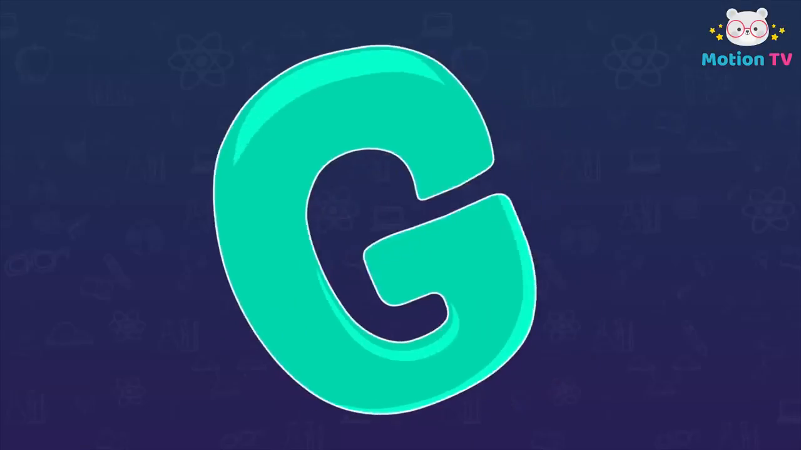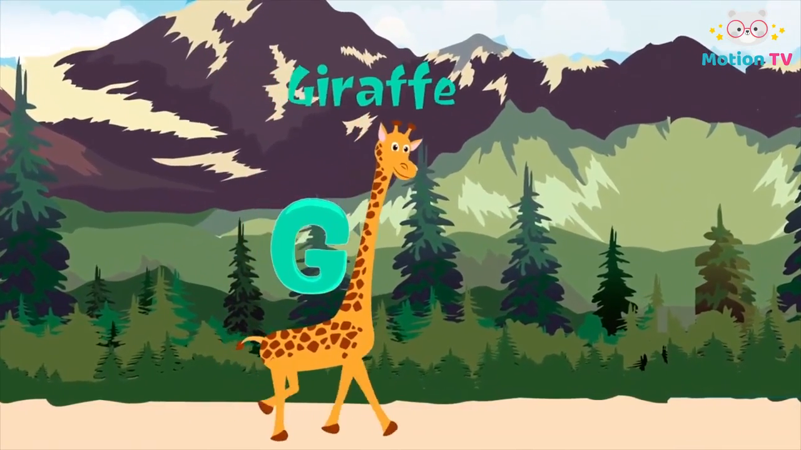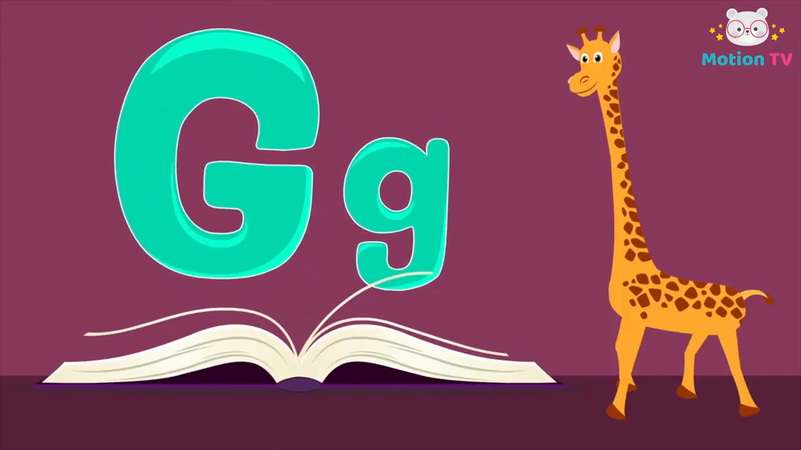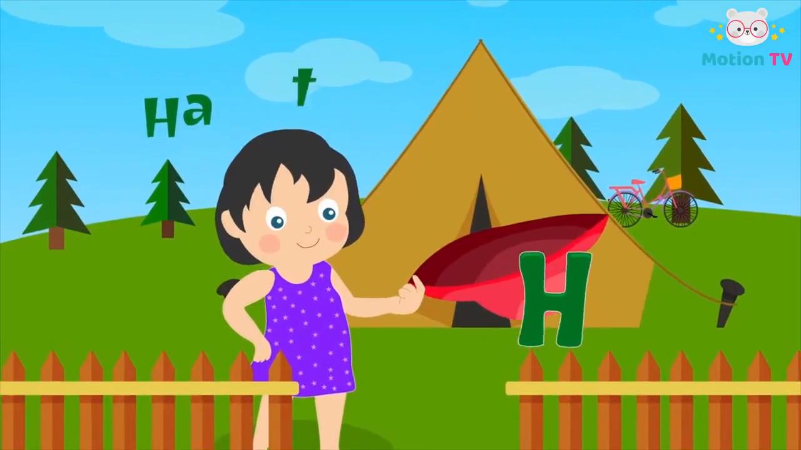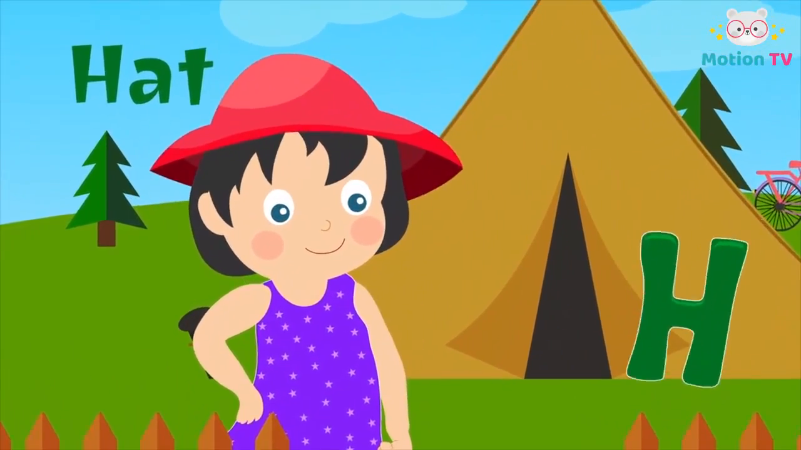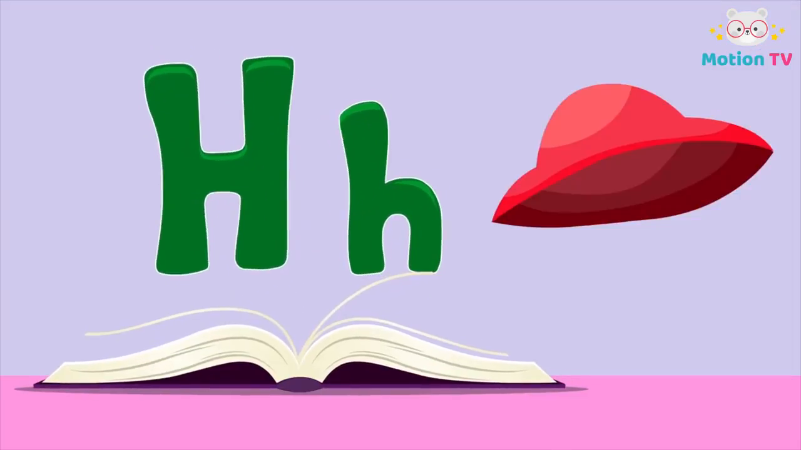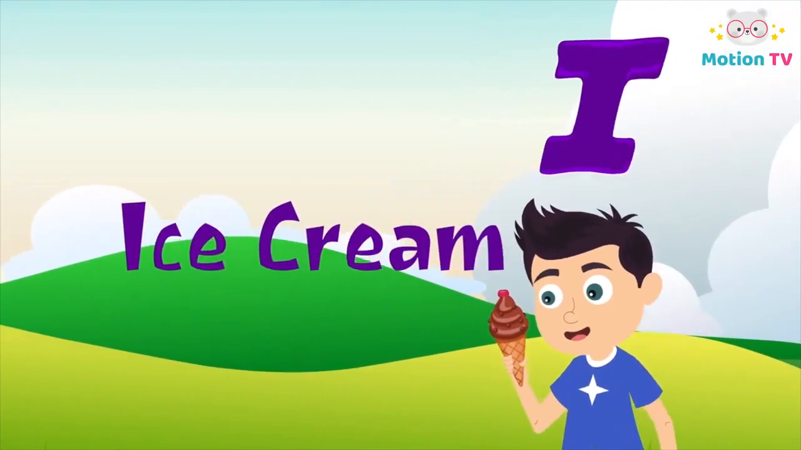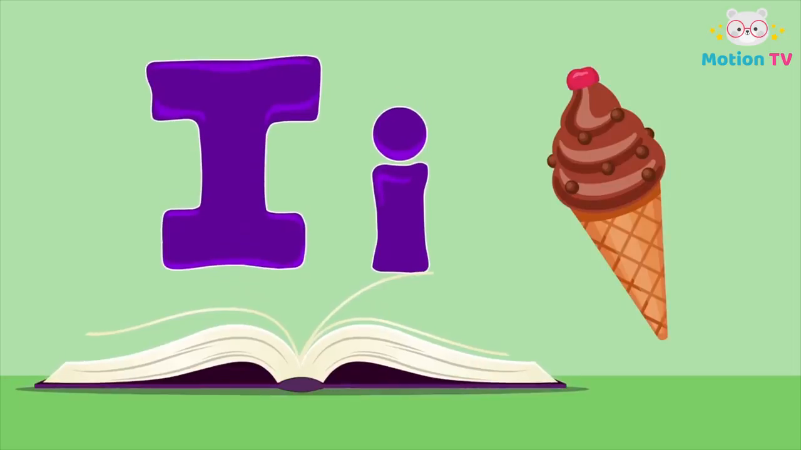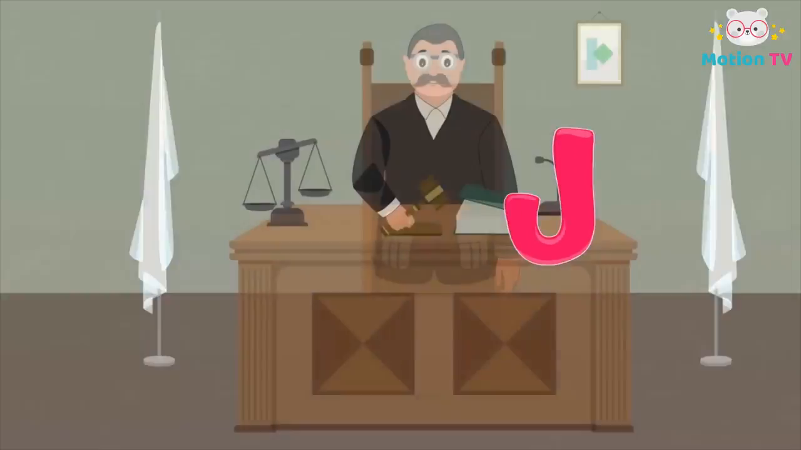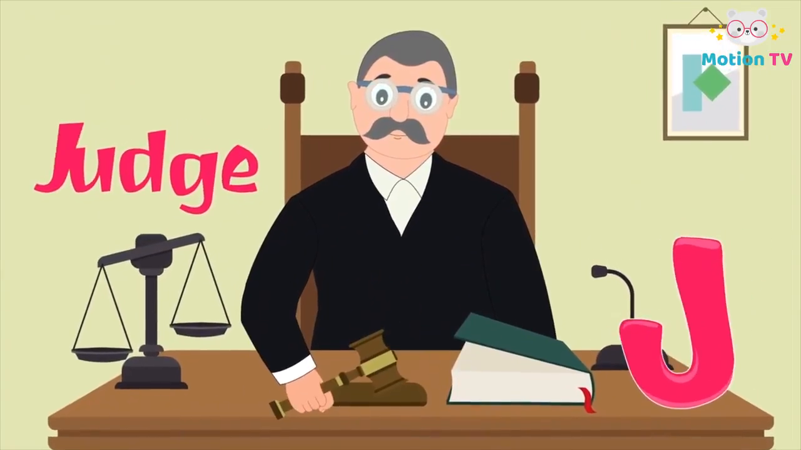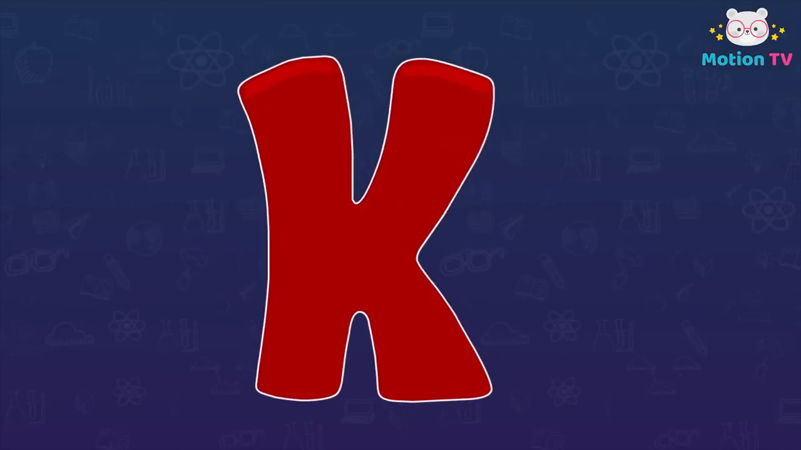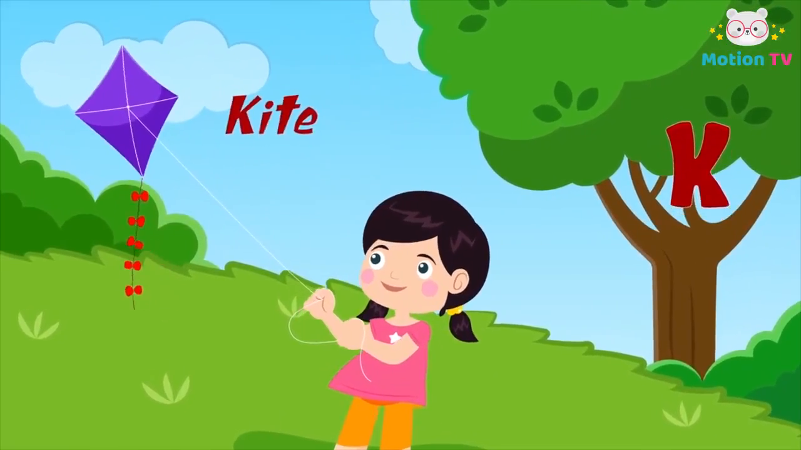F. G. G is for giraffe. Giraffe. G. H. H is for hat. I is for ice cream. Ice cream. I. J. J is for judge. Judge. J. K. K is for kite.